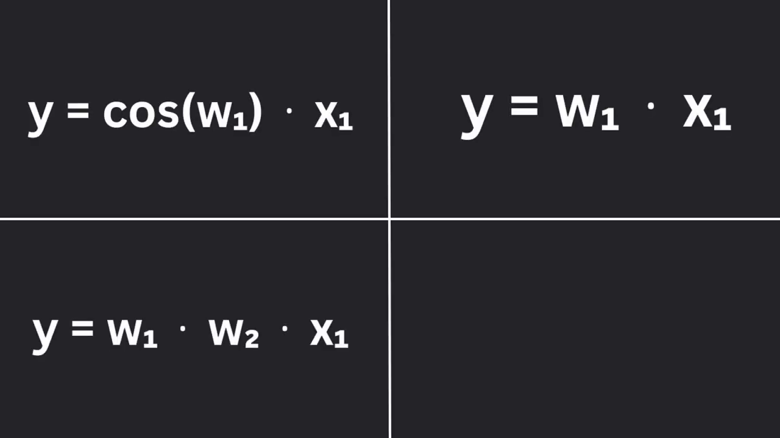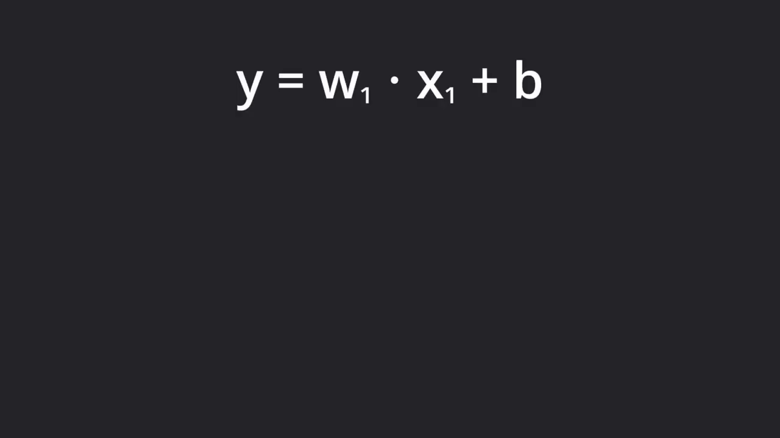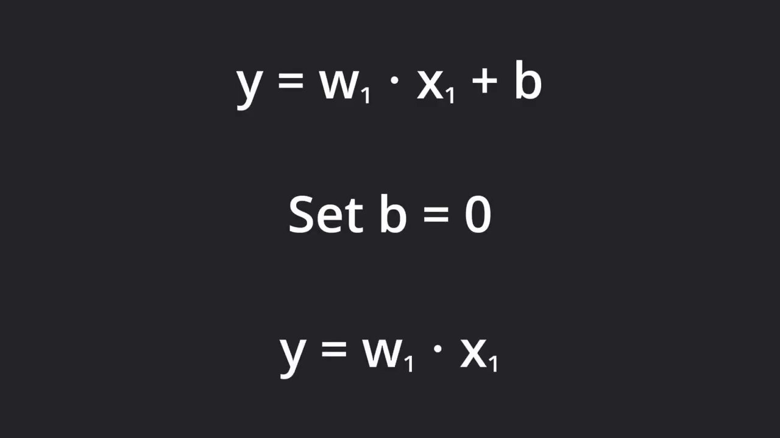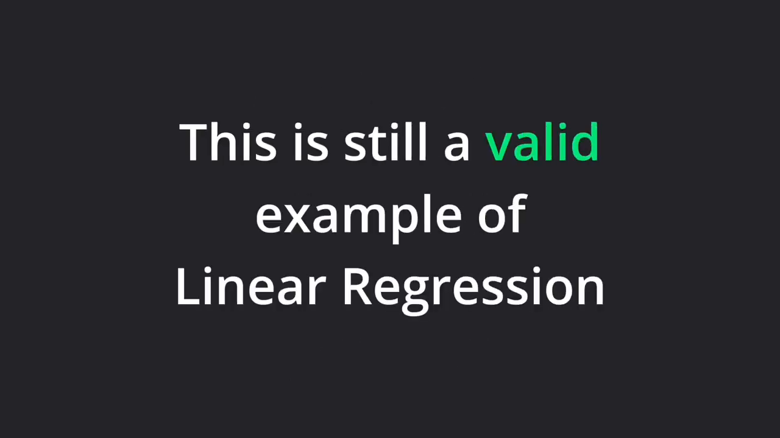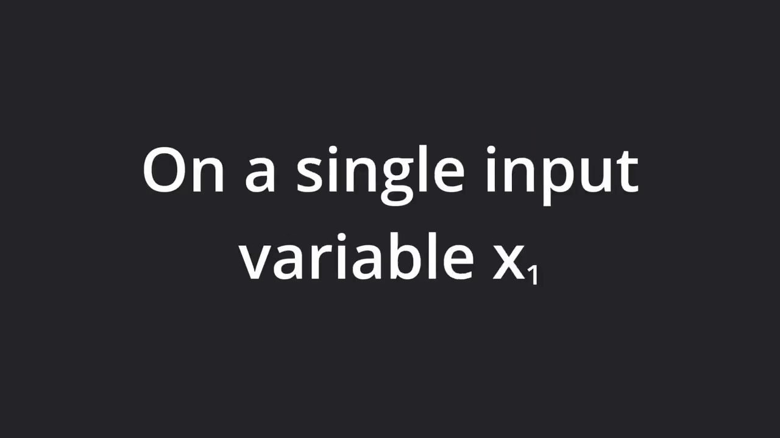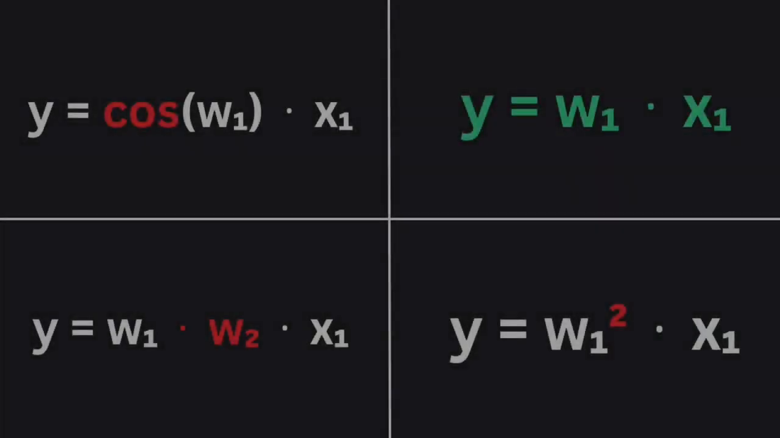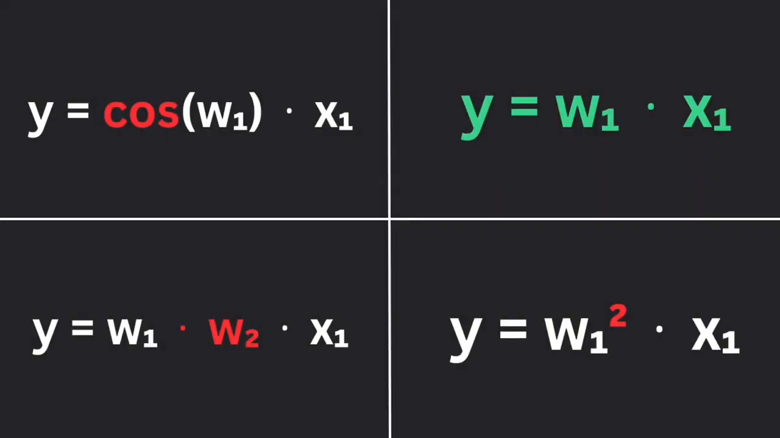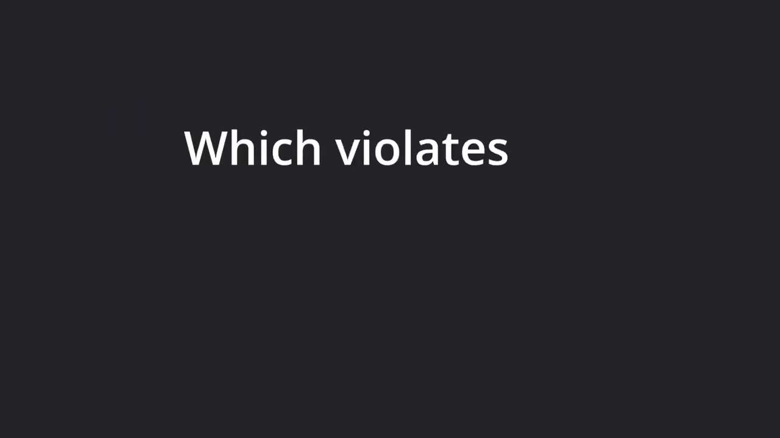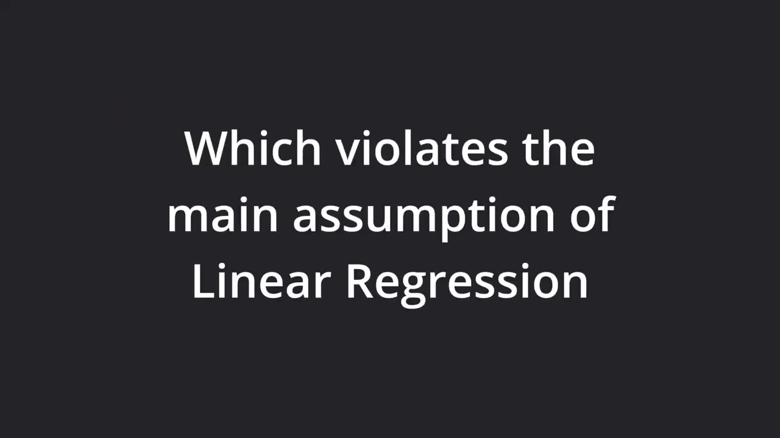Here's choice 1, choice 2, choice 3, and choice 4. You can pause the video here if you need a moment to evaluate. The answer is actually choice 2. Even though the constant term or bias is set to 0, this is still a valid example of linear regression on a single input variable, x1. With the other answer choices, we're introducing nonlinearities in the parameters, which violates the main assumption of linear regression.